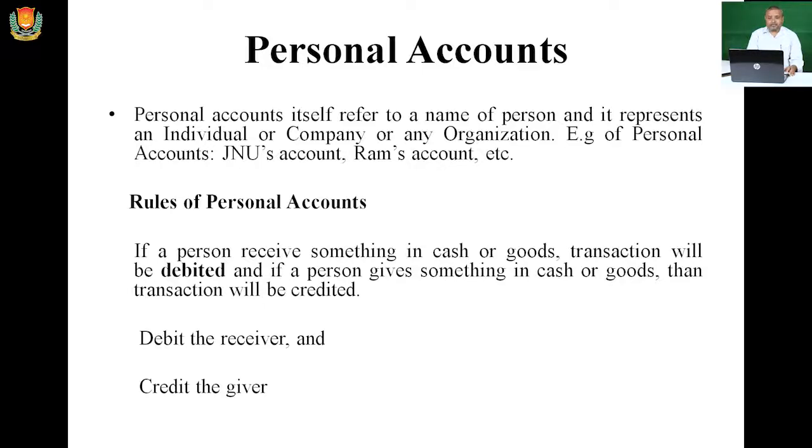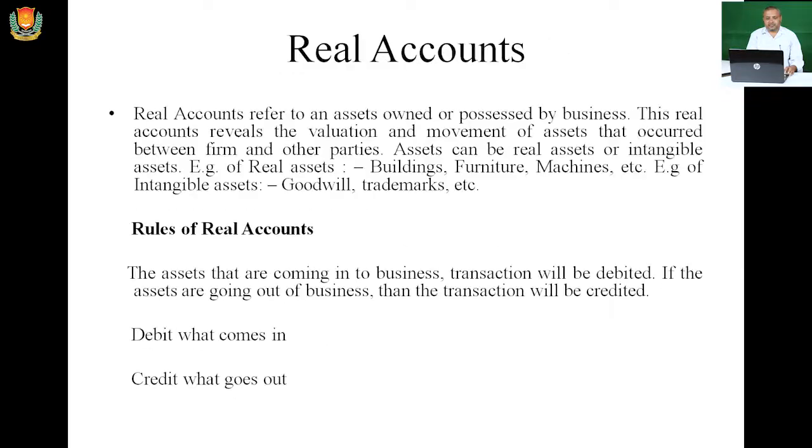Second important is real account. Real account relates to some asset. It may be a tangible asset, intangible asset, real asset, or fixed asset, whatever type of asset that is, it relates with the name of an asset. If an account is related with the name of any asset, then it is a real account and it will be debited or credited according to the rule of real account. The rule of real account is debit what comes in and credit what goes out.